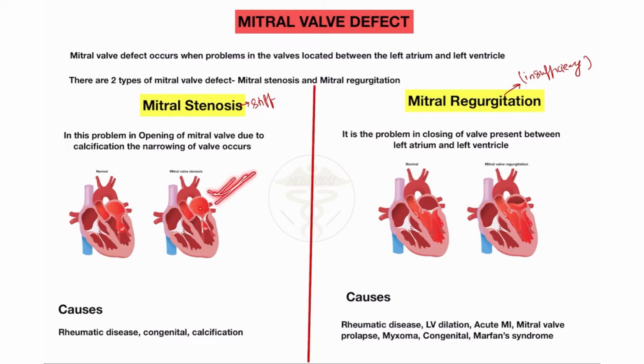So this is the narrowing of the valves. There is a problem in the opening of the valve because the valve no longer opens properly. So this is an opening problem. Mitral stenosis is the opening problem.